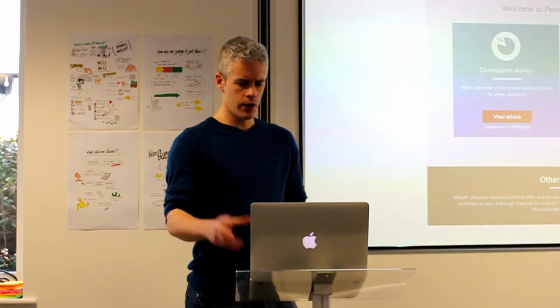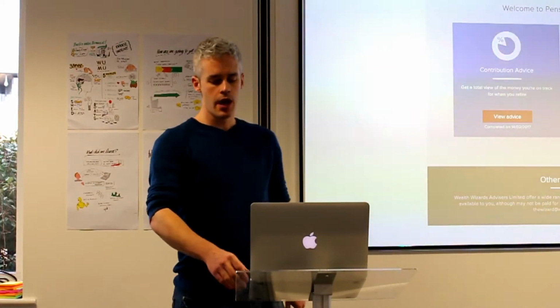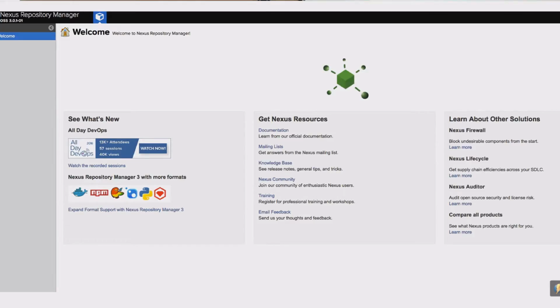Now, a lot of this is, when I first joined, there was a lot of duplication going on in what we were putting together for the new microservices. And so the first thing we tackled was we set up something called Nexus.